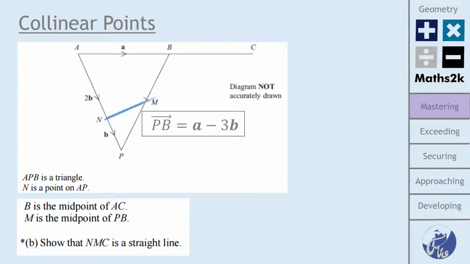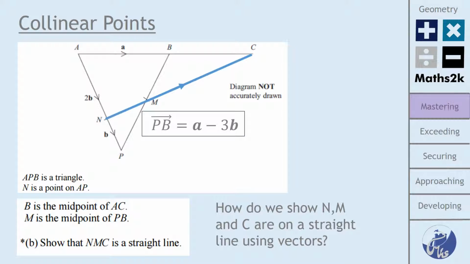So what we need to think about is that if this is going to be true, and bearing in mind the diagram is not to scale, so it's just a bit lucky that it looks like they're on the same line, we need to really think about how we're going to show that in a vector form. What is it that we're going to do or need to be able to show to prove that these 3 points are on the same line?